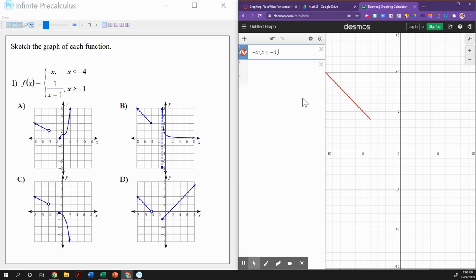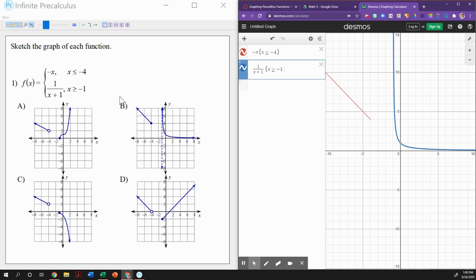Now, one thing you could do is start eliminating answer choices, but I'm going to just type in everything because I want to see the whole picture, because right now they all look kind of similar. So let's see what the second half looks like. All right, now I want to do a division. So 1, and then x plus 1 in the denominator, and then x greater than or equal to negative 1.